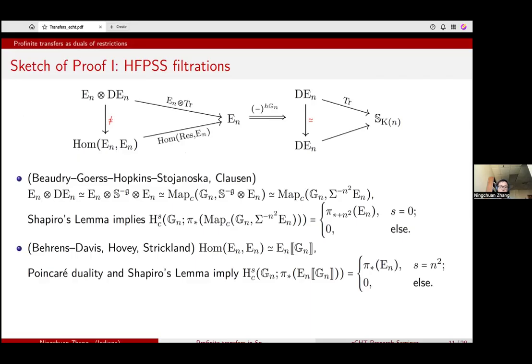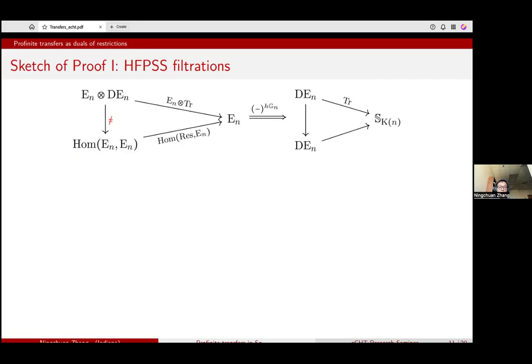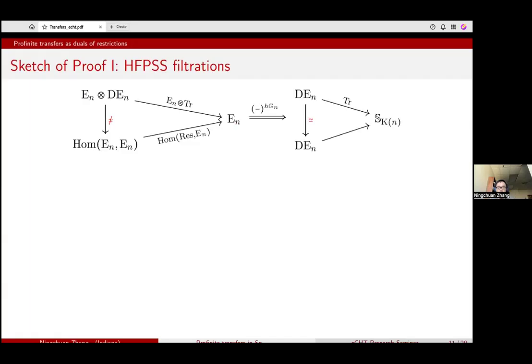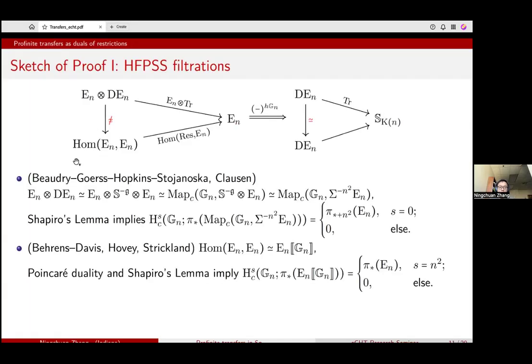So that's how we prove the first part of our theorem, namely the image of the transfer in the canonical category has filtration at most n squared. Because by changing the source, by using this endomorphism, by using the bottom map to model the induced map on homotopy fixed point spectral sequence, we can already say the source has filtration n squared. But if you just start with the top map, it is homotopy fixed point filtration 0. And because of the filtration jump, you don't really have much control over where the filtration of the target is.